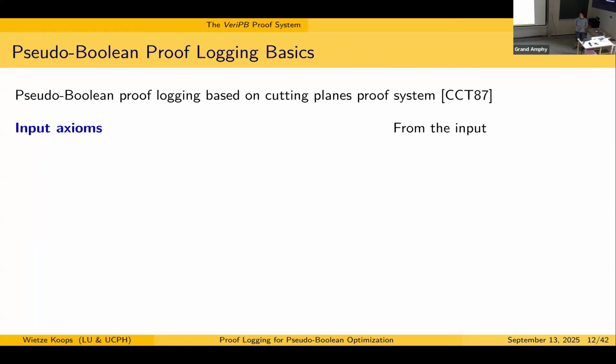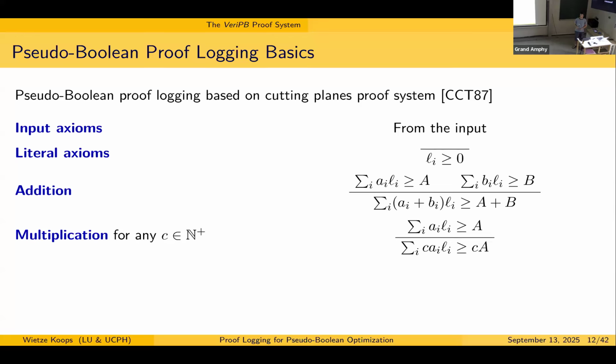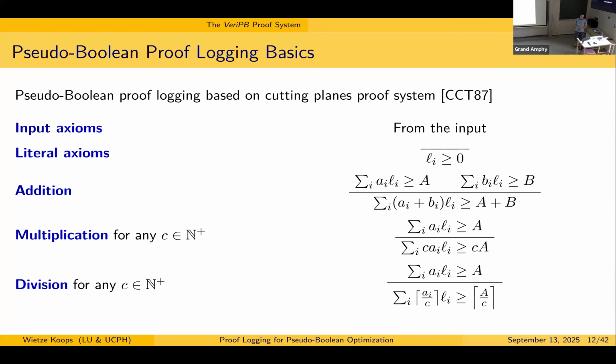So with that said, I will turn to the VeriPB proof system. We have seen that the proof system is based on the cutting planes proof system, which means that we can use any input axioms. We can use literal axioms saying that literals are non-negative. We can add two constraints. We can multiply constraints by a positive integer. And we can do a cutting planes division by a positive integer, which means that we round up the coefficients.